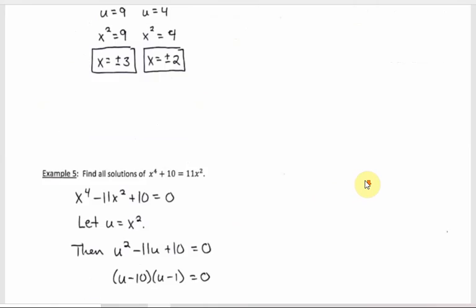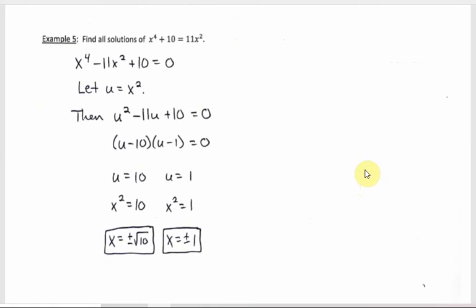And the other example on this page is the same kind of idea. First, you want to get it where there's a 0 on one side, though. So you subtract 11x squared from both sides, you end up here. But this is another one that's quadratic in form because 4 is 2 times 2. So it's the same substitution. You let u equal x squared. So then you'd have u squared minus 11u plus 10 equals 0. That factors into u minus 10 and u minus 1. So either u is equal to 10 or u is equal to 1.